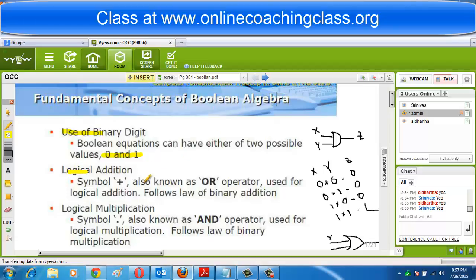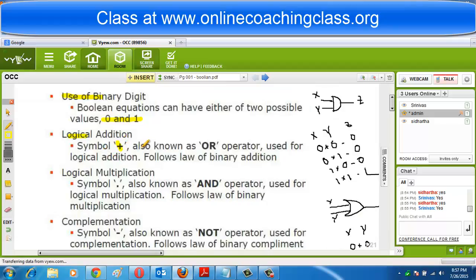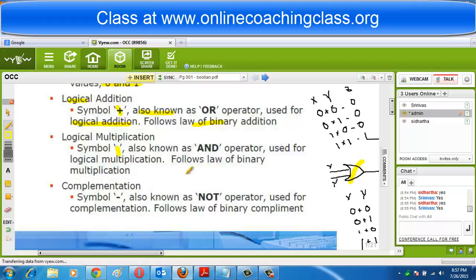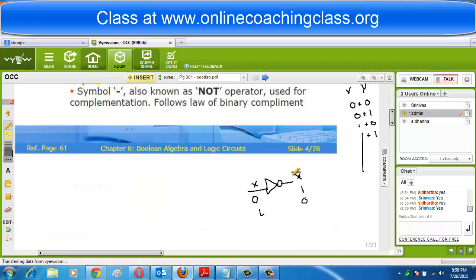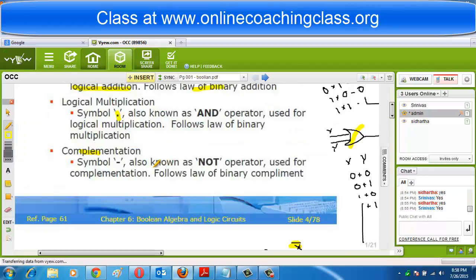Now logical addition. The symbol plus is also known as the OR operator, because we already saw that the OR gate can do addition. It is used for logical addition and follows the law of binary addition. Now logical multiplication: the symbol is dot, not cross, dot. It is also known as the AND operator, used for logical multiplication. Complementation: the symbol is bar, as we already showed. It is known as the NOT operator, used for complementation, and follows the law of binary complement. Okay, now go to the next page.